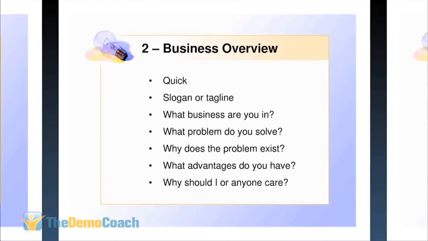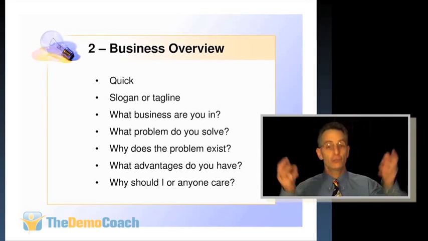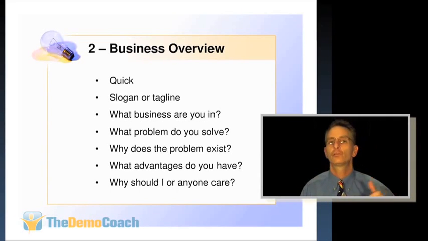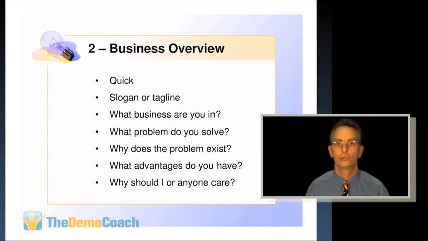Slide number 2. This is your business overview. Very simply put, 1 or 2 or 3 lines. You don't want to go into chapter and verse in lots of detail, but this is where you reemphasize the problem or the unmet need that you're solving with your business. The questions that you see on the screen here: what business are you in? What problem do you solve? Why does the problem exist? What advantages do you have? Why should anyone care? These are the kinds of questions that should spur the answers to what you say on this slide. Okay? So that's it. Business overview. Very quick, just to give people an understanding of what you do.